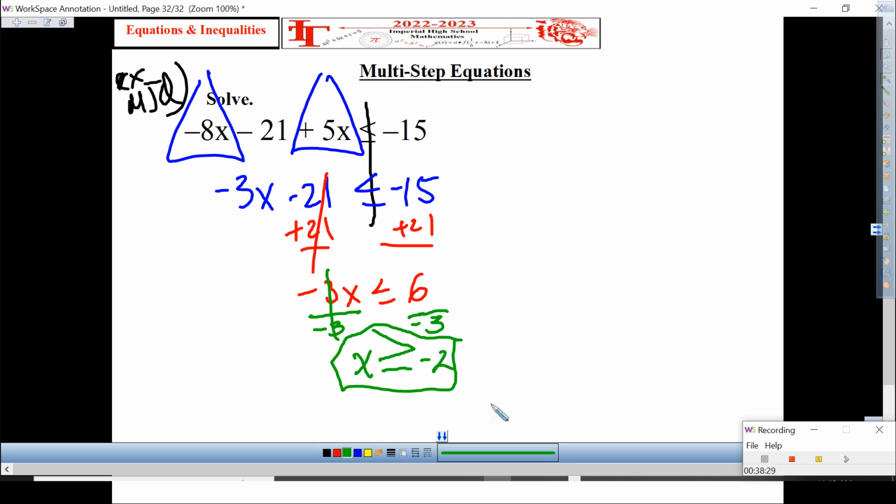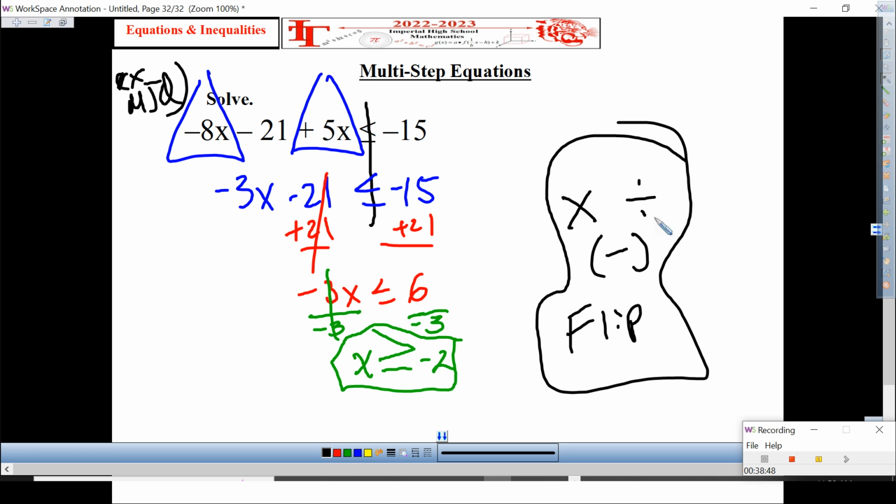So you see why I did that. Why did I do that? Yeah, just remember for inequalities, whenever you are multiplying or dividing by a negative, you need to flip the symbol. Flip the symbol whenever you multiply or divide by a negative. That's why I flipped it from here to there.